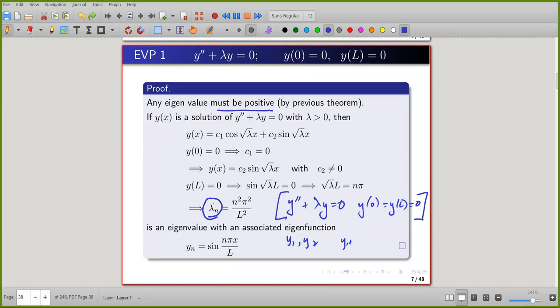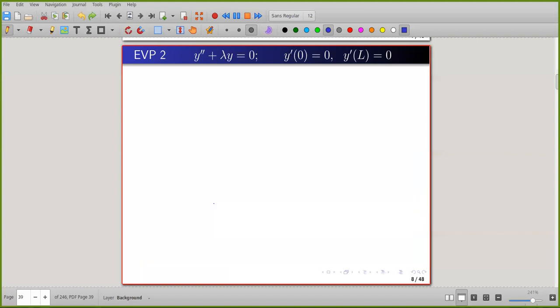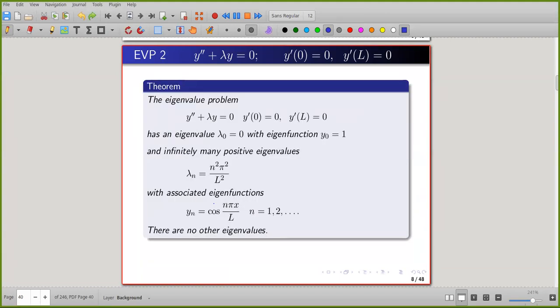Okay, so let me go ahead now. The second one is also very similar. In this case, we look at the second eigenvalue problem: y double prime plus lambda y equal to 0, y dash at 0 is equal to 0, y dash at L is equal to 0. It has eigenvalue lambda naught equal to 0 with eigenfunction y naught equal to 1, so this is just the constants, and infinitely many positive eigenvalues, lambda n is n square pi square by L square, with associated eigenfunctions cos n pi x by L. There are no other eigenvalues.